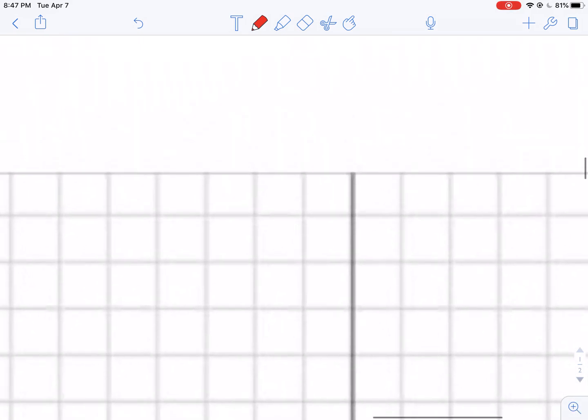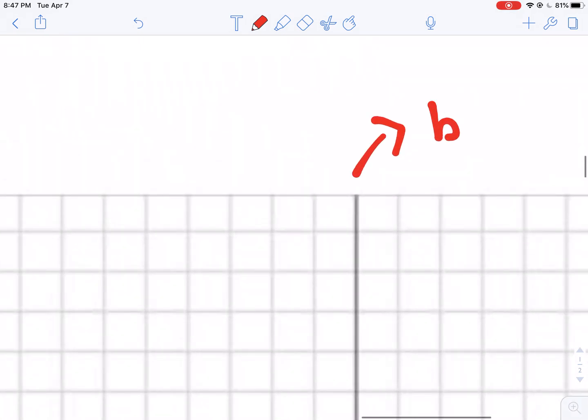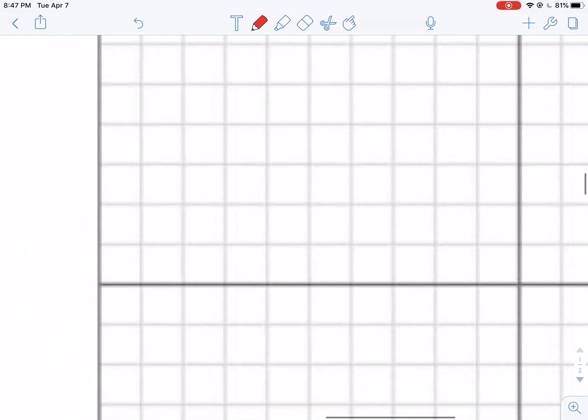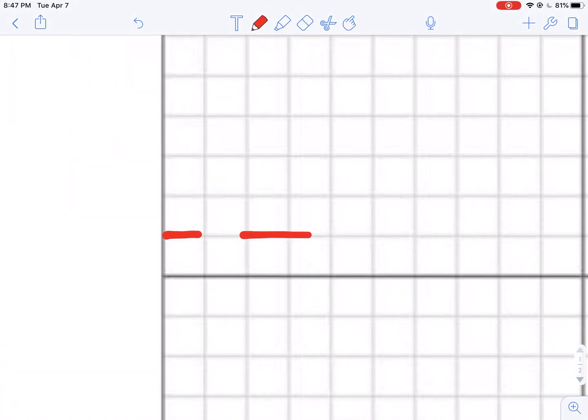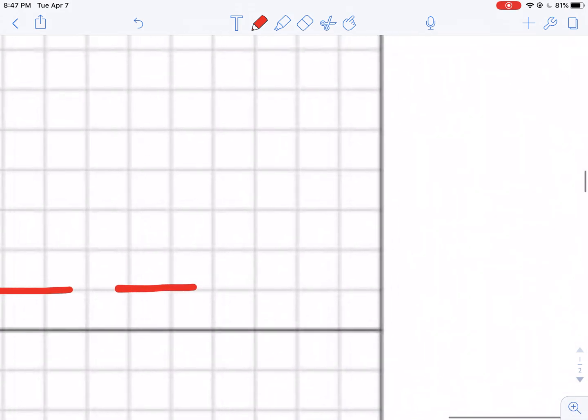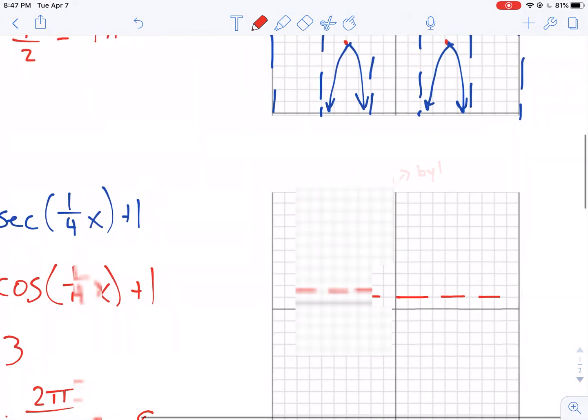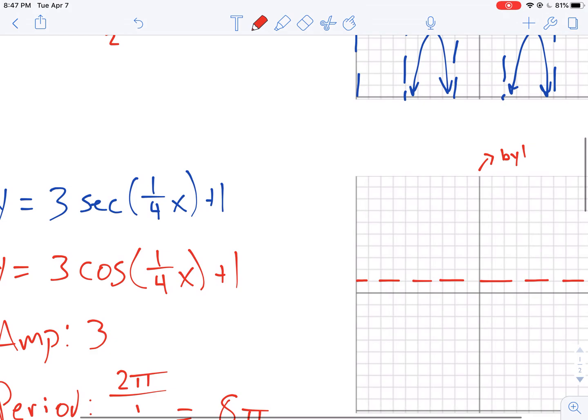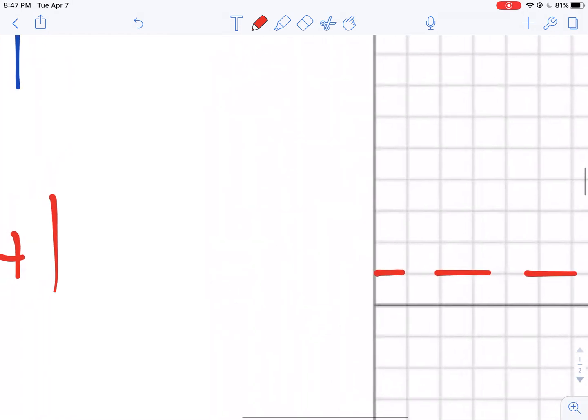Again, let's go ahead. We'll continue scaling these y-axes by 1. So that means I'm going to have this fake y-axis at positive 1 here. I've got a period of 8 pi. We're going to go ahead and scale this x-axis by pi.